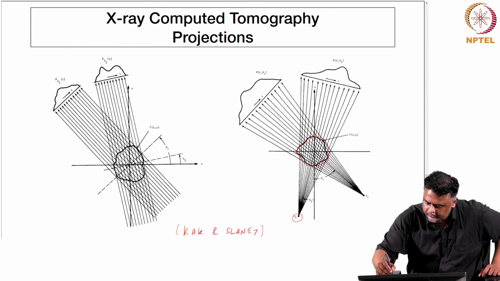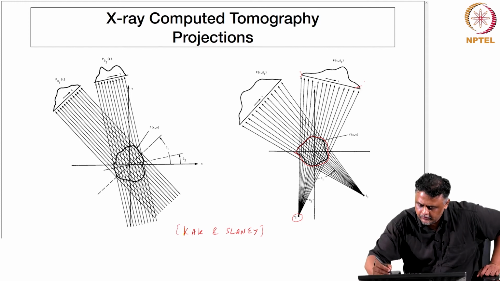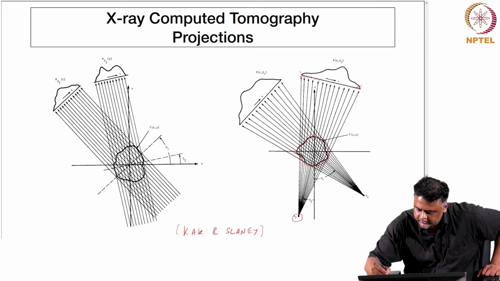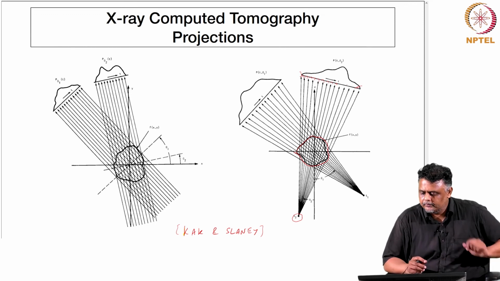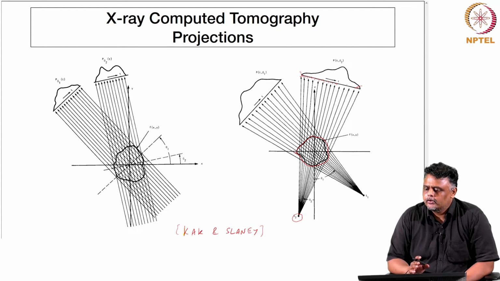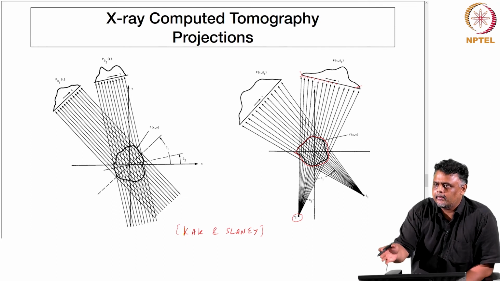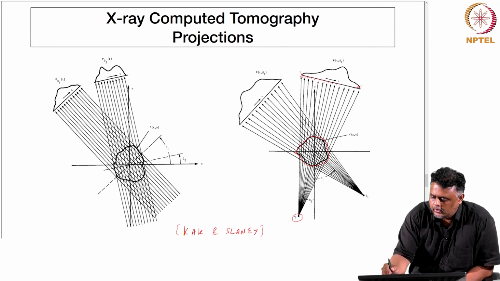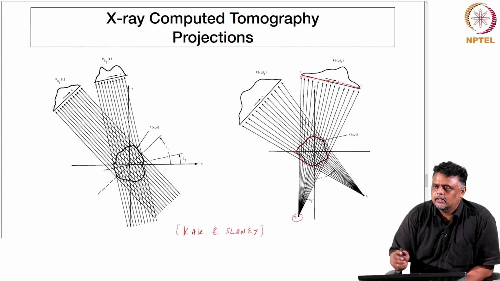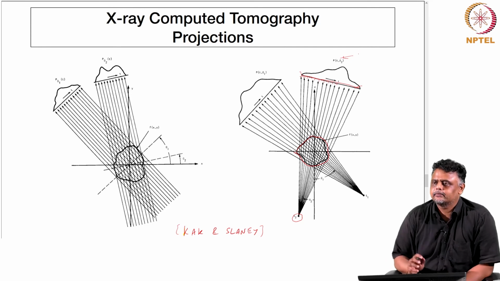This right here is a representation of the detector array. You have a bunch of detectors here. You can think of each of these as a kind of cell that counts, measures, or integrates the X-ray beam that hits it. This is how you collect lines of data. If you plot the intensity of the measured X-ray as a function of position t along the detector array, you get this plot. This is called a projection.